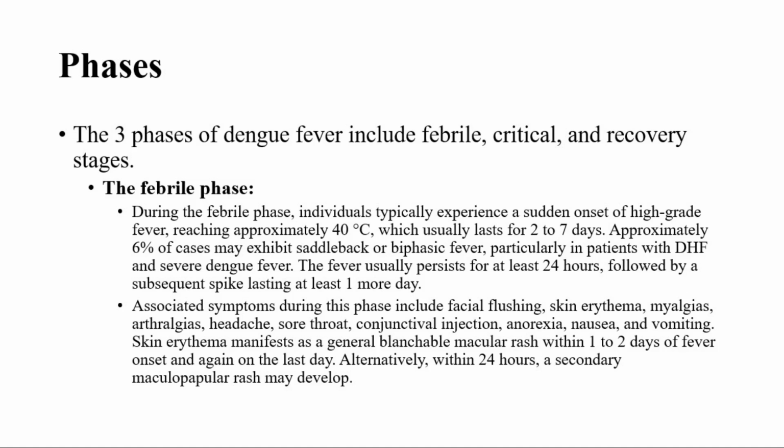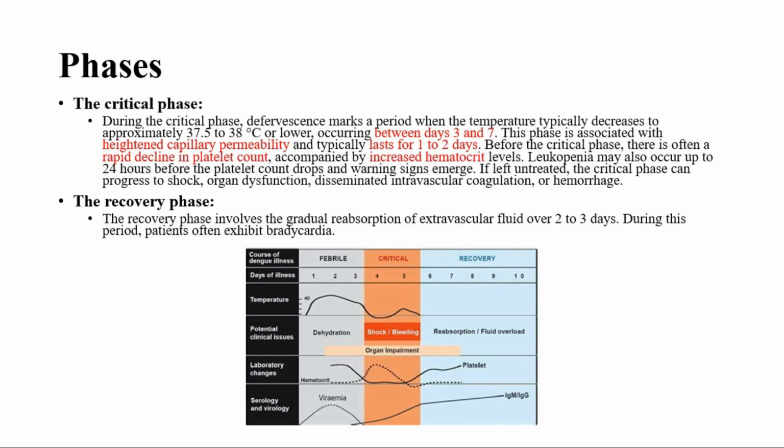During the critical phase, defervescence marks a period when the temperature typically decreases to approximately 37.5 to 38 degrees, occurring between days 3 and 7. This phase is associated with heightened capillary permeability and typically lasts for 1 to 2 days. Before the critical phase, there is often a rapid decline in platelet count, accompanied by increased hematocrit levels. If left untreated, the critical phase can progress to shock, organ dysfunction, disseminated intravascular coagulation, or hemorrhage.